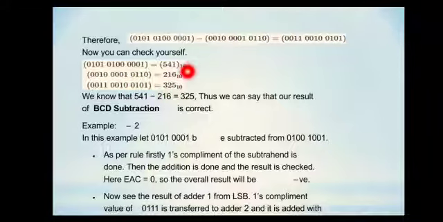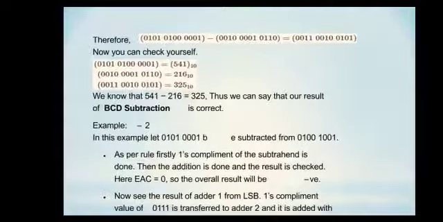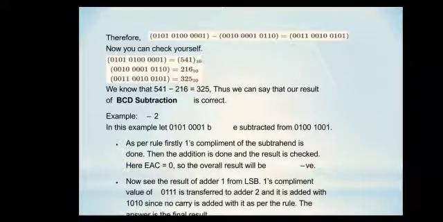And finally we can subtract those two decimal numbers. Finally we get the resultant value 325. Here 541 minus 216, so we get the answer 325 as a decimal number, and the corresponding binary equivalent values are these. 3 binary value is 0011 and 2 binary value is 0010 and 5 binary value is 0101. So we know that 541 minus 216 is equal to 325. Okay, thus we can say that our resultant of BCD subtraction is correct.